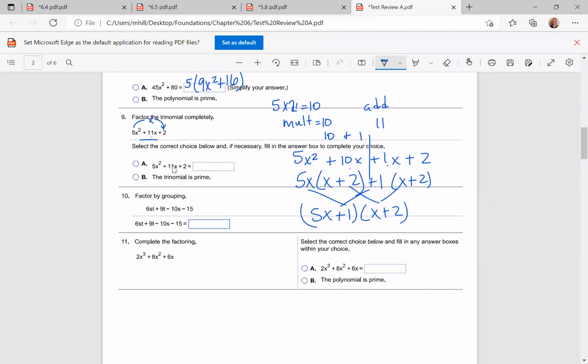Now number 11, they're wanting us to factor this completely. I'm noticing that there's an x in each term. And I'm also noticing there's a 2. Okay, and so if I take out a 2x out of 2x to the third, I still have x squared. If I take a 2 out of 8, that's a 4. And I'm taking one of the x's out of x squared, so I still have one left. And then 2 will go into 6 3 times.